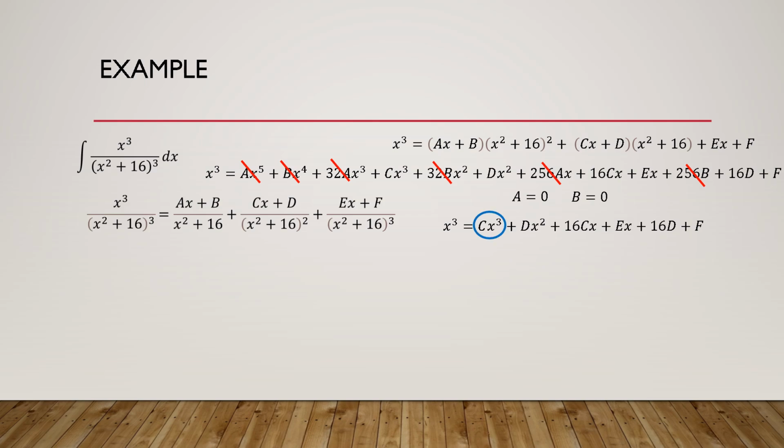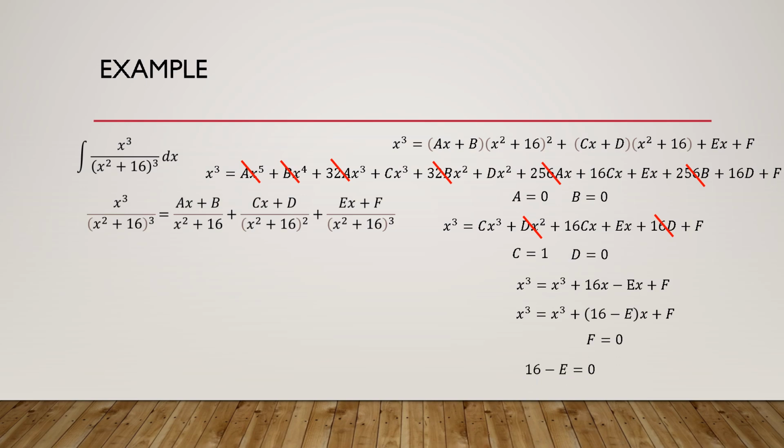Notice that there is only one x cubed term. This means c must equal 1. Also note that there is only one x squared term. This means d must equal 0. Fill in the value for c and cancel the d terms, and we are left with x cubed equals x cubed plus 16x minus ex plus f. We then factor the x. Since we have accounted for the x cubed term, the remaining ones must equal 0. f equals 0, and 16 minus e equals 0, so e equals negative 16.